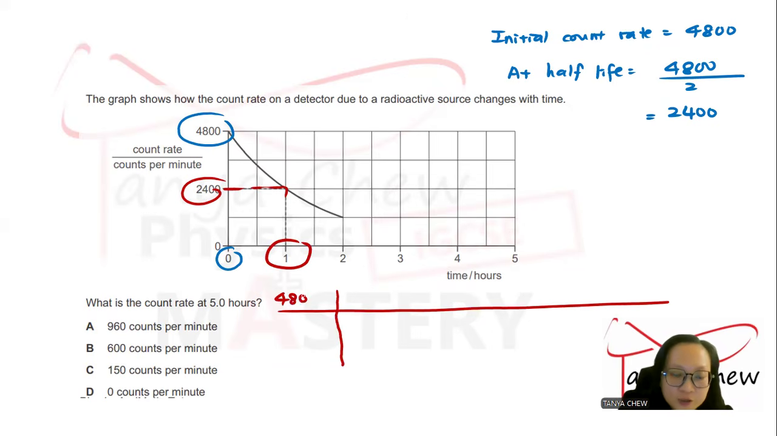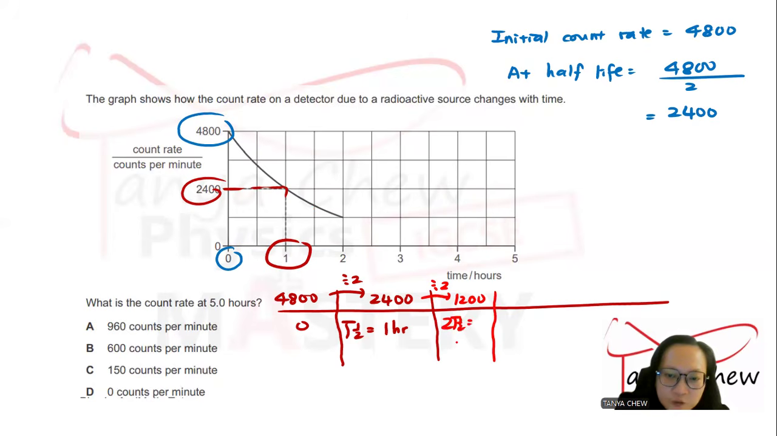So 4,800 decreases to 2,400. This is 1 half-life, which is 1 hour. Then it decreases again to half of the value that is left, which is 1,200. This is 2 half-lives. 2 half-lives is 2 hours, 2 times 1. And then after that, keep on decreasing. Divided by 2, you get 600. This is 3 half-lives. So 3 times 1, so 3 hours.